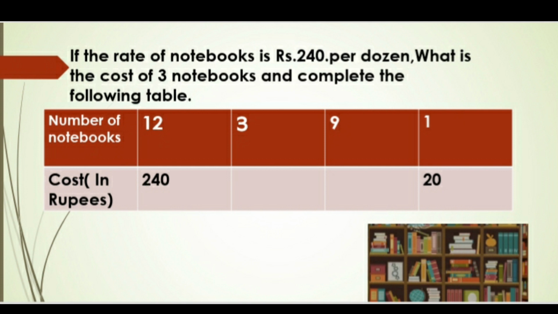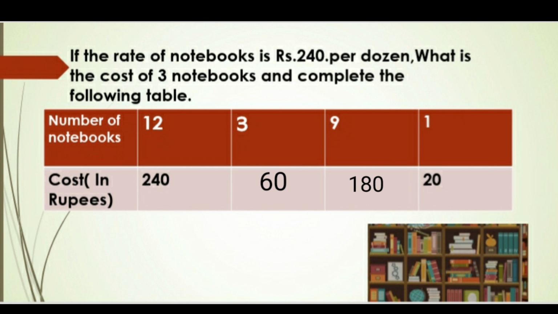One activity has been given in your textbook. If the rate of notebooks is rupees 240 per dozen, what is the cost of 3 notebooks? Also find the cost of 9 notebooks. Here, the cost of one notebook is rupees 20, therefore the cost of 3 notebooks is rupees 60. Similarly, the cost of 9 notebooks is rupees 180.